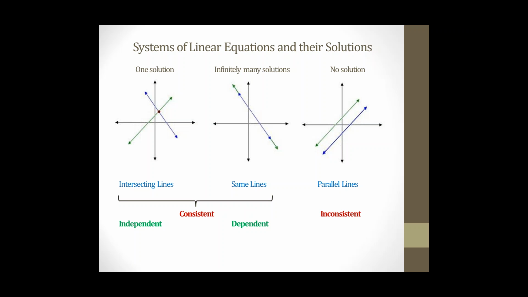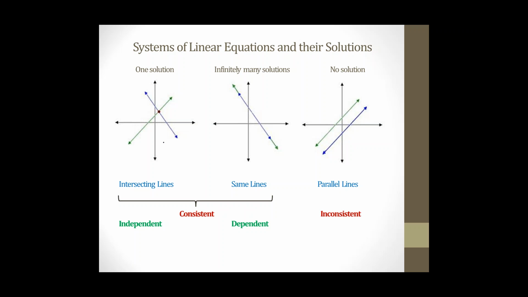You could also have infinitely many solutions, and that happens when you are solving a system where the 2 lines are actually the same. They are on top of each other, which means every single solution from one equation would also be a solution to the other equation. And the third option is that there could be no solution, and that happens when the 2 lines are parallel. They never cross, which means there's no intersection point, so no solution.